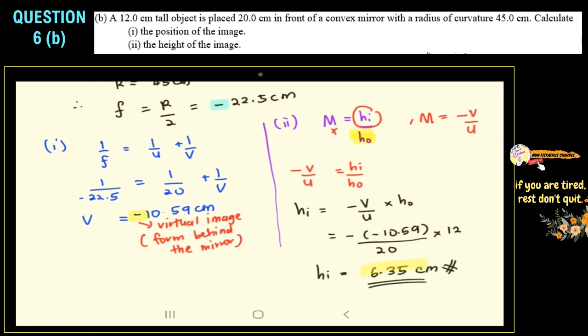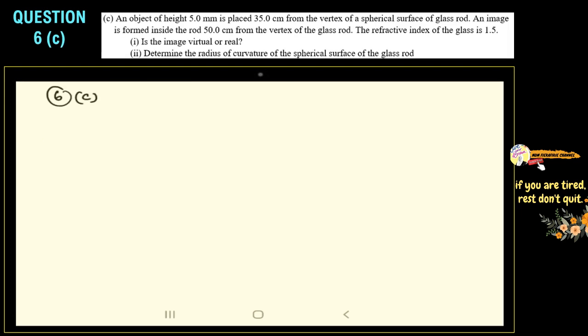Okay. So, finished 6B. Next we have question 6C. Okay, look here. We have an object where the height of the object is given as 5 millimeter. And the object is placed 35 centimeter away. Look at the units carefully. So the object is placed 35 cm from the vertex of the spherical surface of glass.